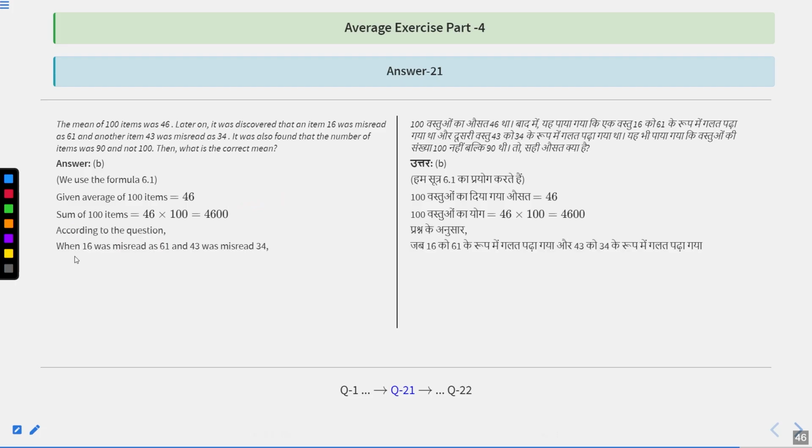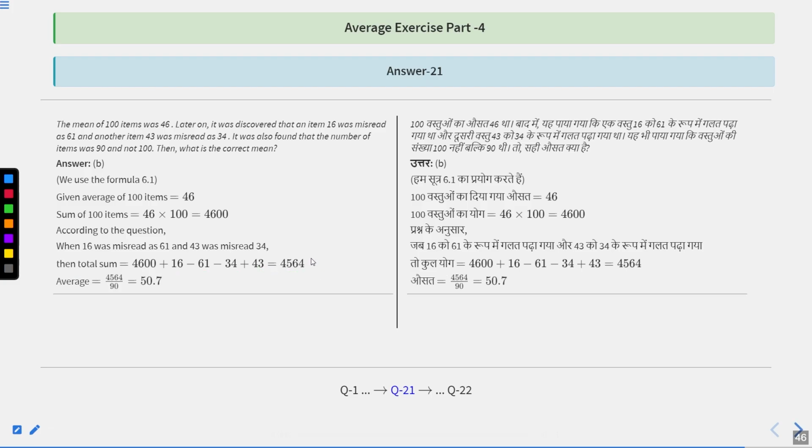So according to the question, we know that 16 is misread as 61 and 43 misread as 34. So what will be the total sum? We can write it as 4600 plus 16 minus 61, and in the same way minus 34 plus 43. So it will become 4564. Clear? So the average will become, because there are not 100 items, only 90, the total sum divided by the total number. So it will be 50.7 average. B is the correct answer. Next one.